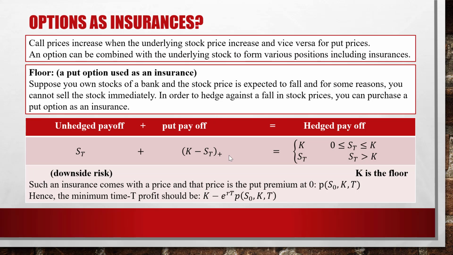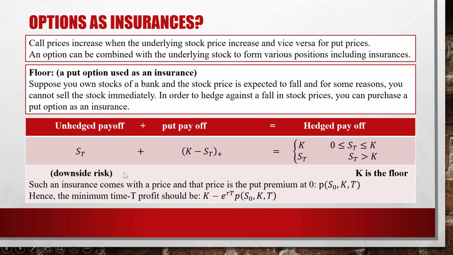In the case that at time T the stock price is less than K, K minus S_T is positive, so (K minus S_T)+ is exactly K minus S_T. Then we add S_T, and we get K for the first case. Otherwise, if the stock price is greater than the strike, then (K minus S_T)+ is 0, so the total payoff is S_T. Here K is called the floor, and this is a case of downside risk.